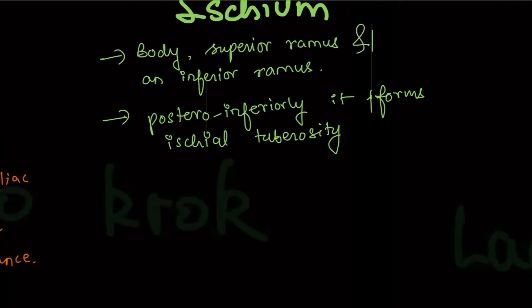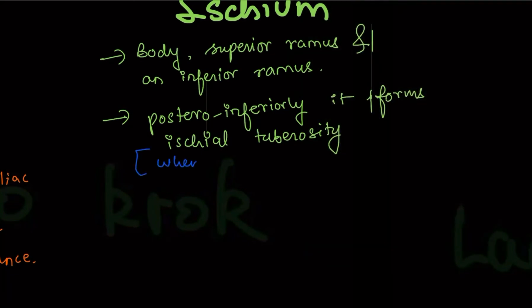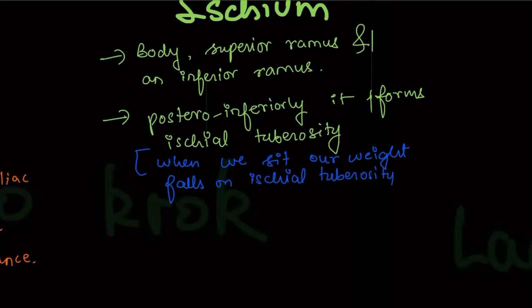Okay, and there is one point that you must remember about it, that when we sit, our weight falls on this ischial tuberosity. Okay, so when you're sitting, your weight is falling on which tuberosity? It is falling on the ischial tuberosity. Our weight falls on ischial tuberosity.